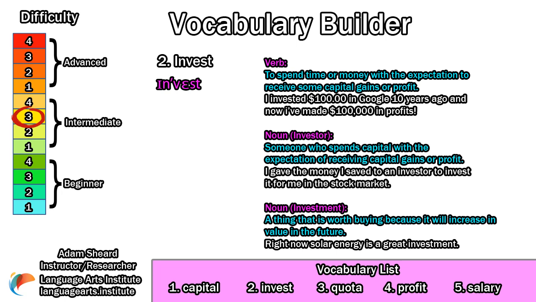So for example, I gave the money I saved to an investor to invest it for me in the stock market. Now we also have the noun investment, which is a thing that is worth buying because it will increase in value in the future. So for example, right now, solar energy is a great investment. If you've been watching the news, you'll see that Elon Musk, the creator of Tesla, the electric car company, has been investing very heavily in solar energy investments.